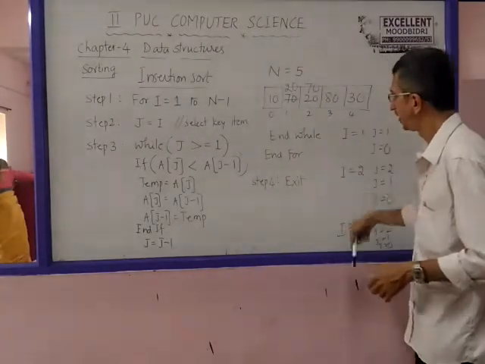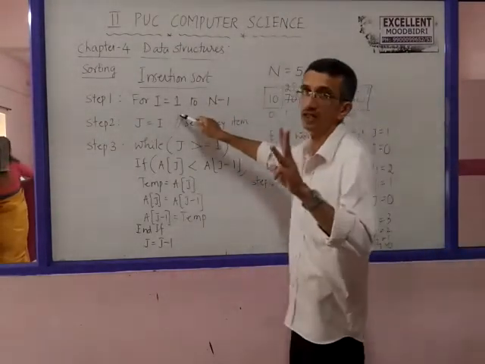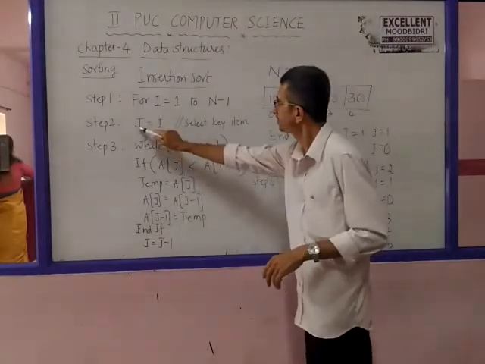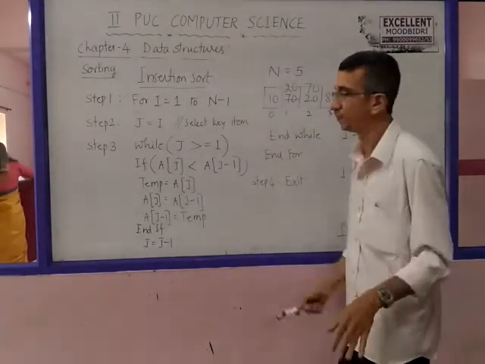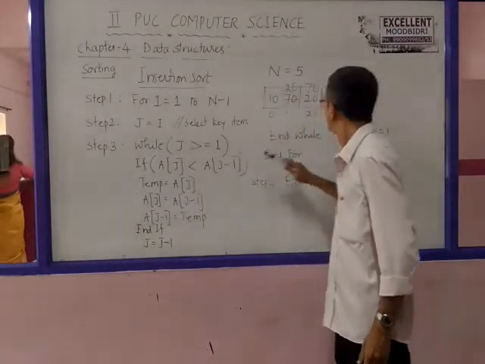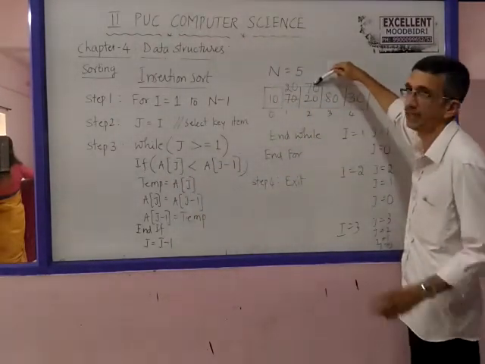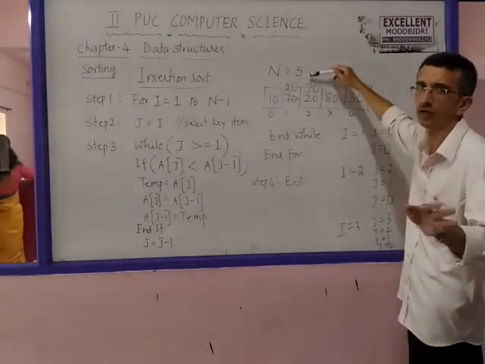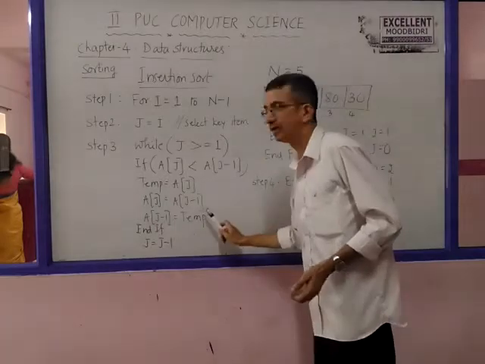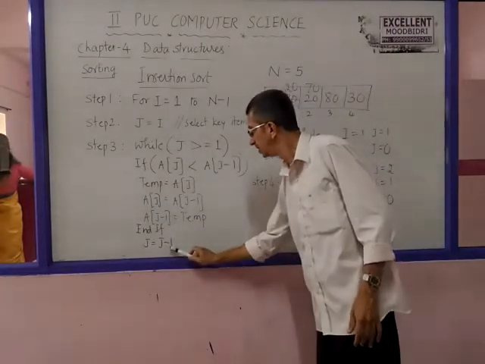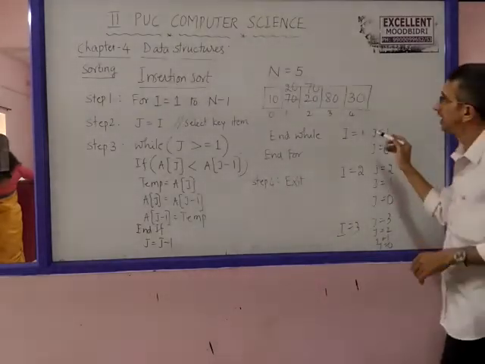In a similar way, i has become 3, j becomes 3. While j is more than or equal to 1 is true, A of 3 is 80. Is 80 less than the previous item 70? No, false. 80 is more than 70. It does not go into that. J becomes j minus 1. J becomes 2.